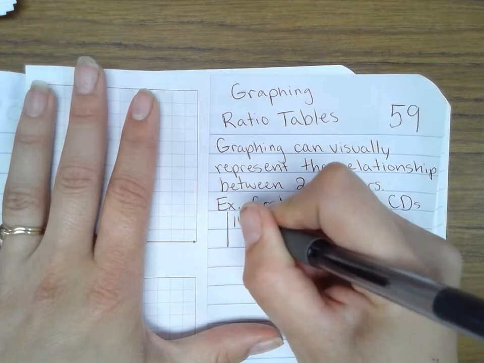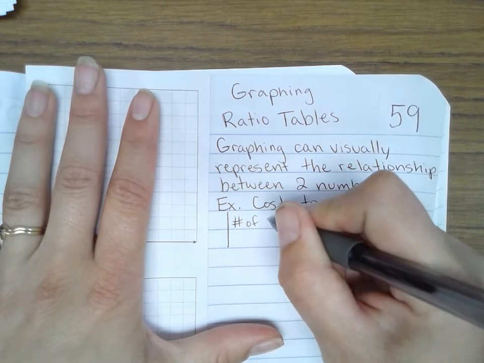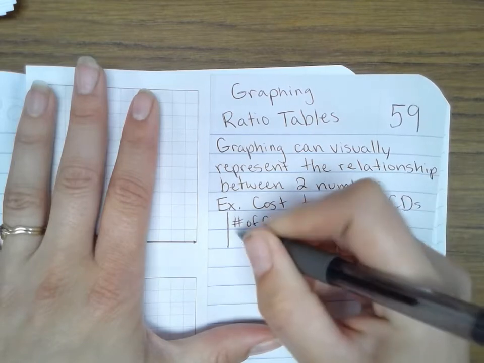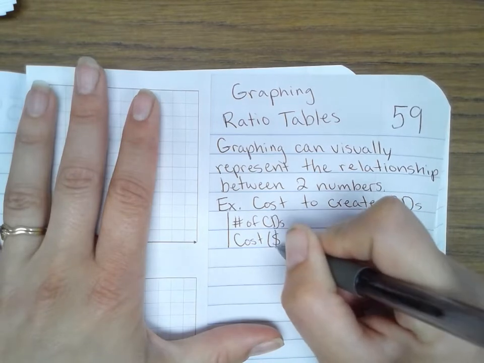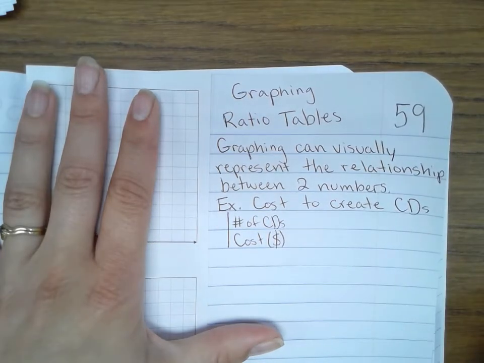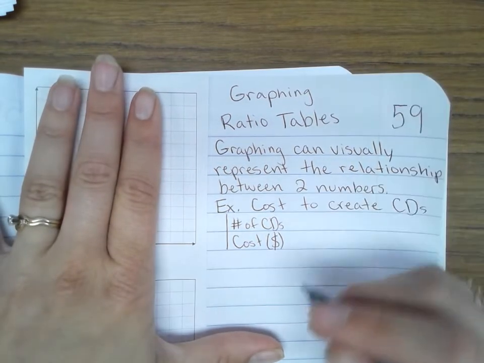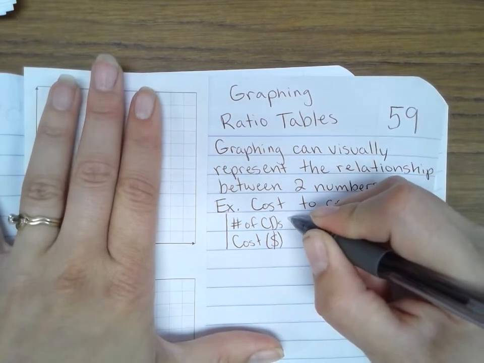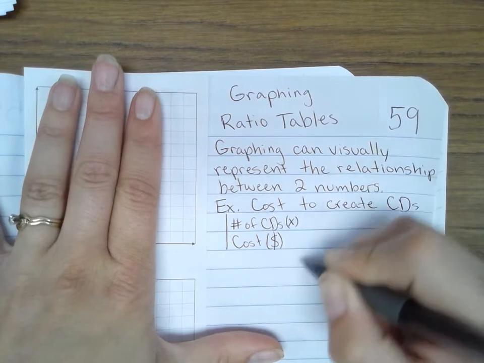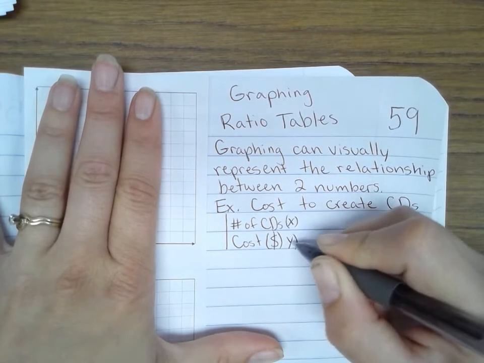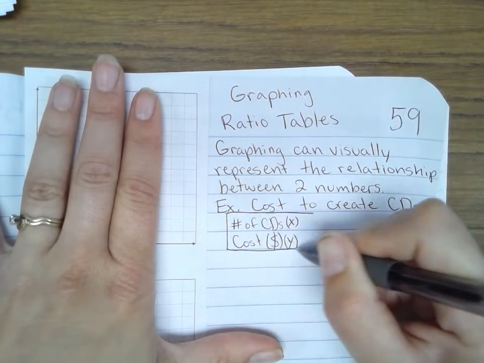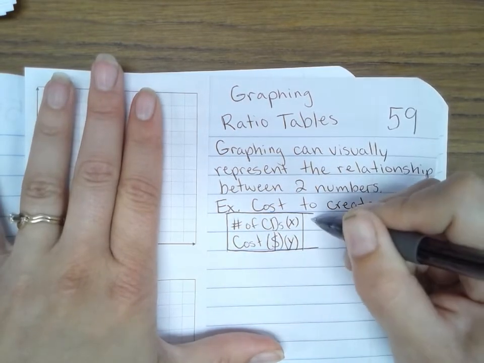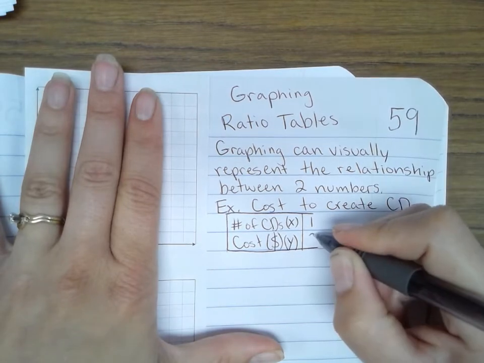So we're going to write number of CDs and cost. And then in parentheses, I'm going to put dollars, so I know what unit of money I'm talking about. So this is going to be the x-axis, and this is going to be the y-axis. Okay, well, the relationship I know is 1 CD costs $3.